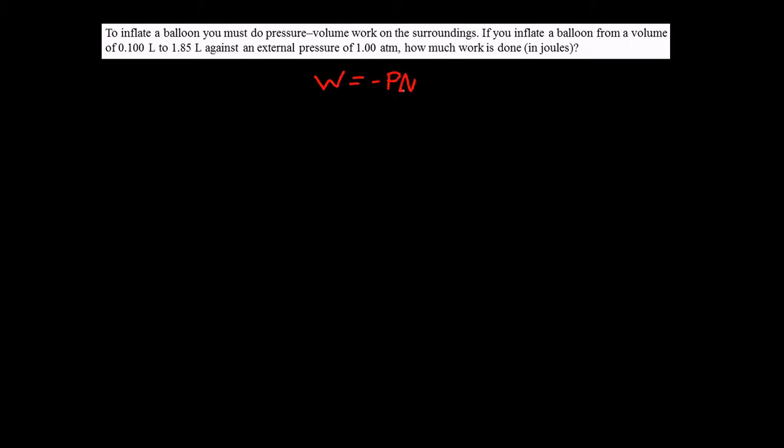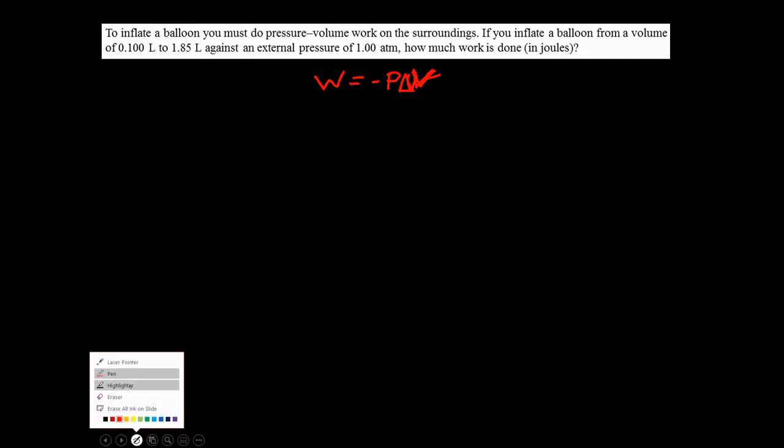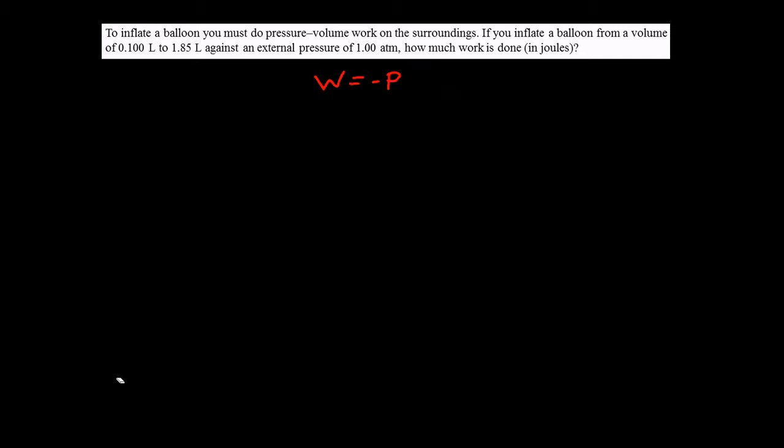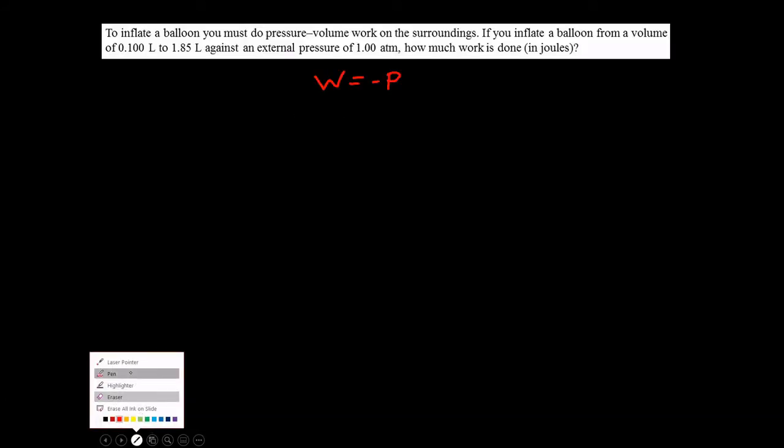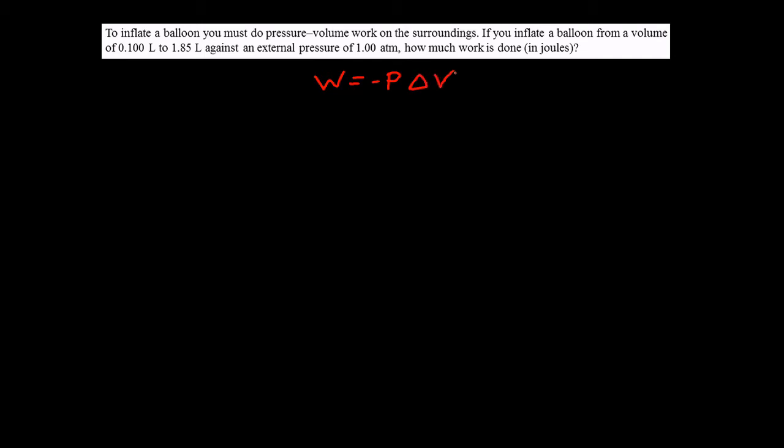Starting to do the volume first, so it's a delta V there. Sorry for my sloppy writing there. Delta V. There we go. So the work is equal to negative P delta V. Pressure is just given to us in the problem. It's 1 atmosphere. Delta V is also given to us, but it's given to us in the form of an initial and a final volume.